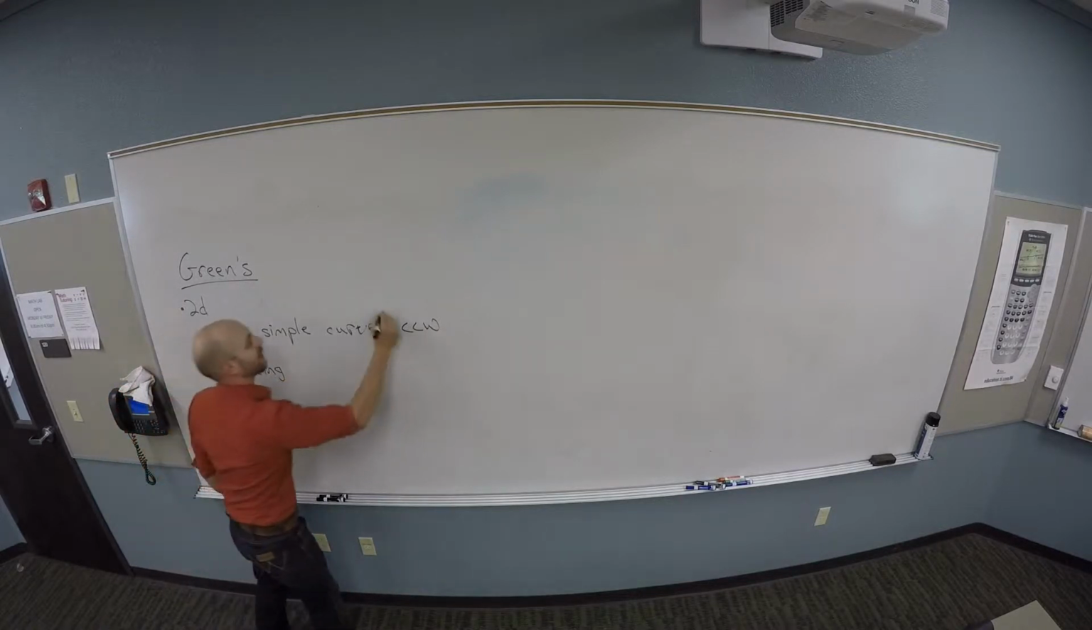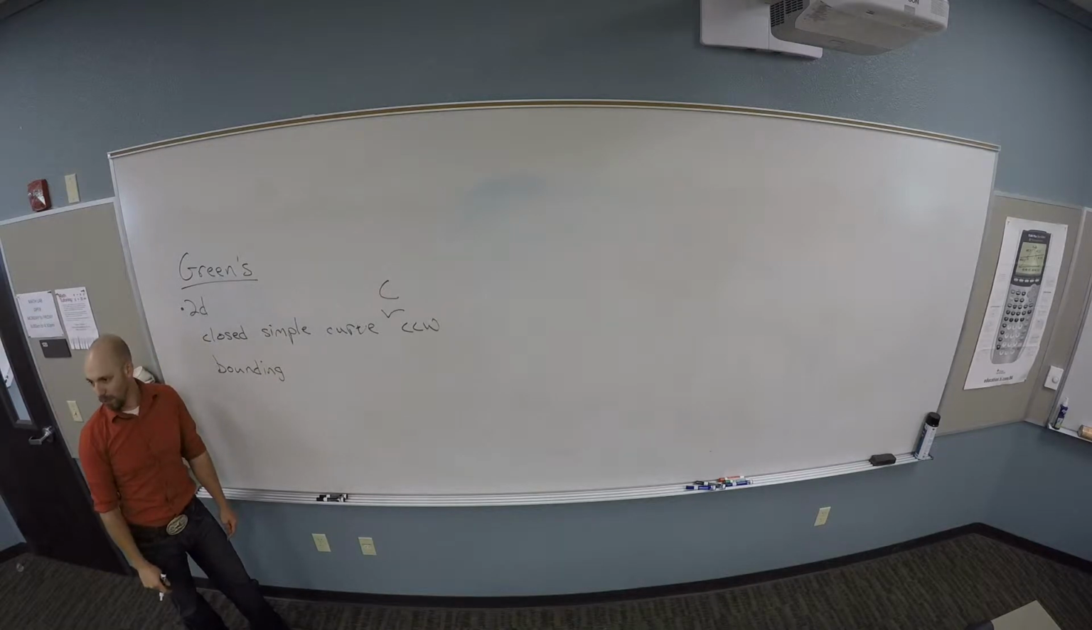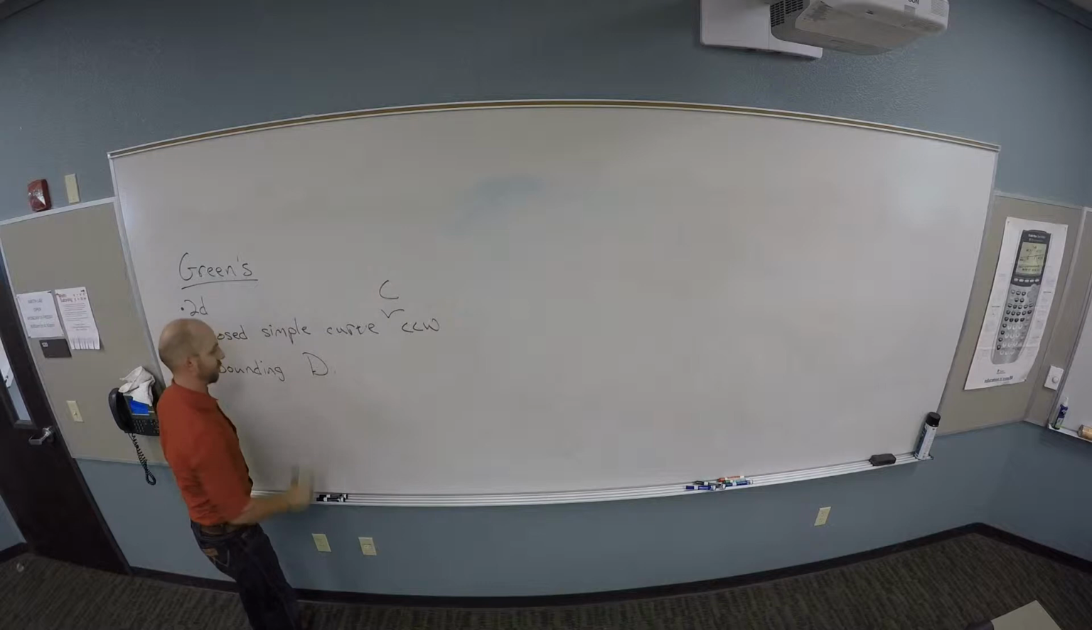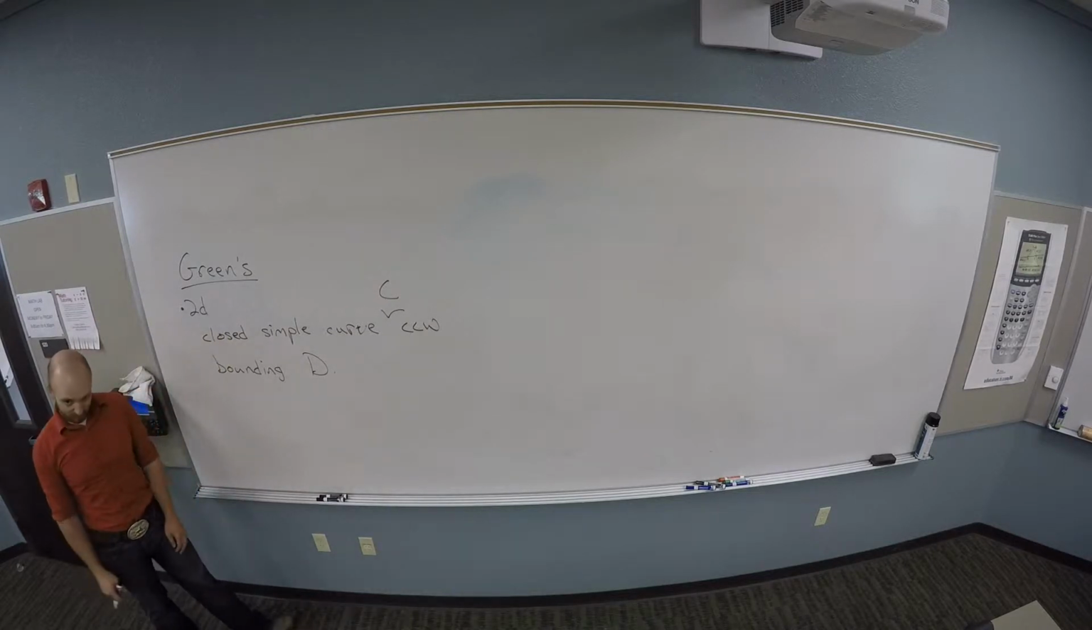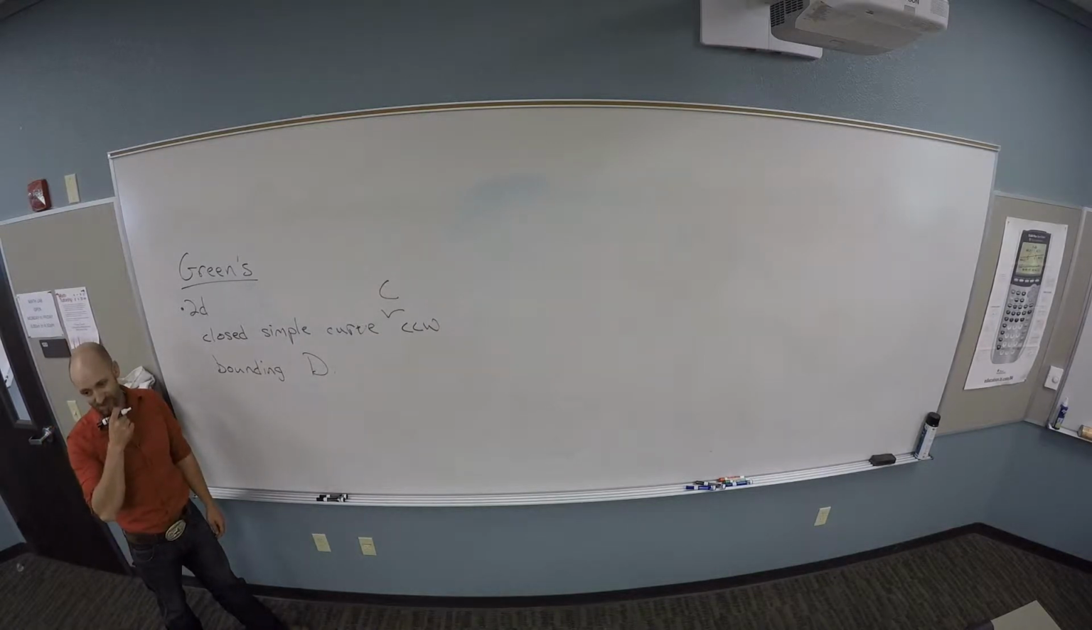Maybe I should name this thing. Let me call this thing C. And this thing's bounding what? Some region D, or R, or whatever. Doesn't matter. Let's say that this 2D object is in the ZY plane. Can you just swap Z for X? You can just do variable substitution, right?